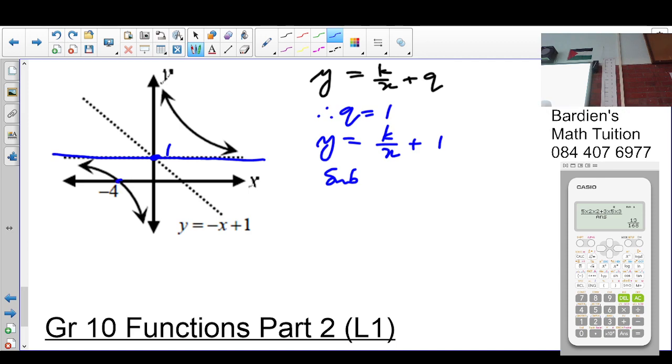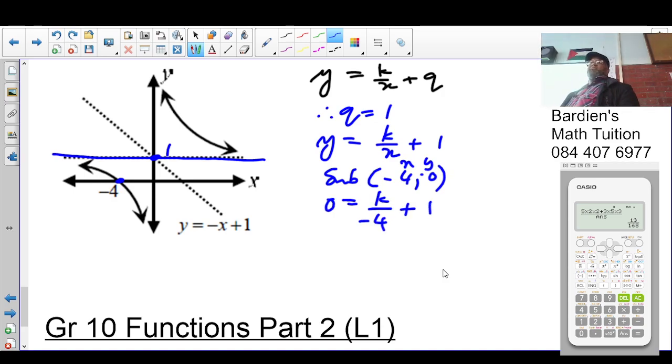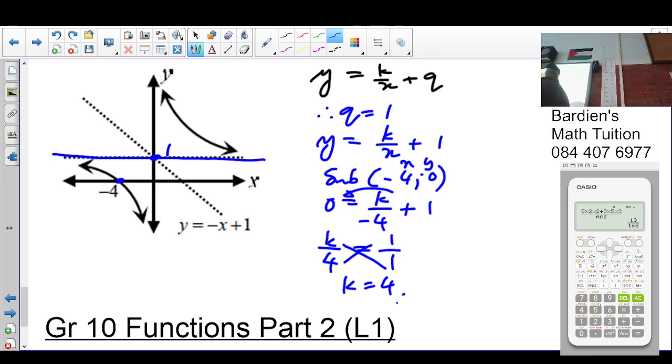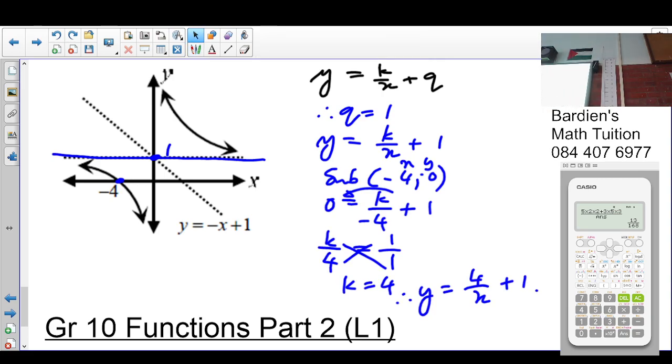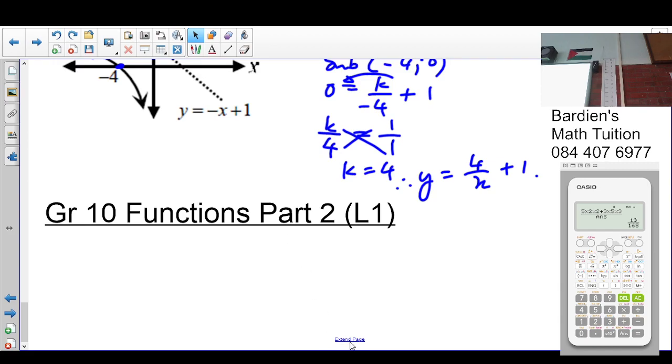Now we're going to substitute the point that's lying on this curve, which is (-4, 0), an x and a y. So 0 is equal to k over -4 plus 1. So what do we do now? So you get on that side, so it's going to be k over 4 equals 1. Yes, k is equal to 4. So therefore, y is equal to 4 over x. Okay, is there any confusion there, people?